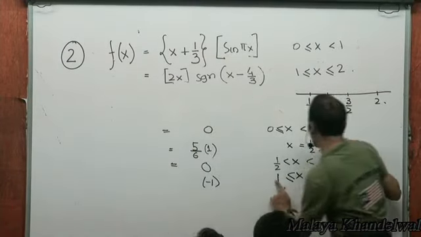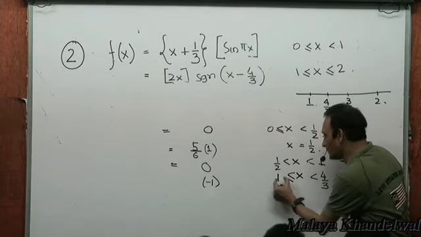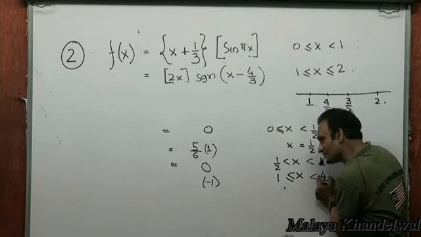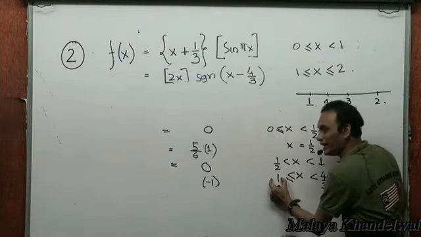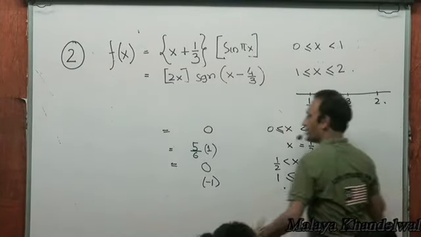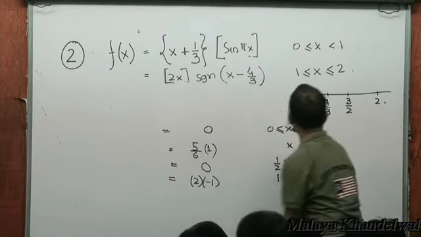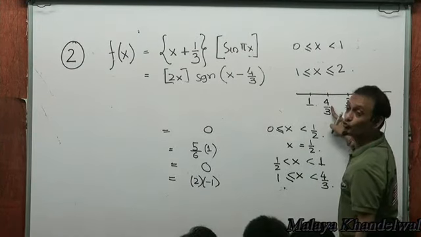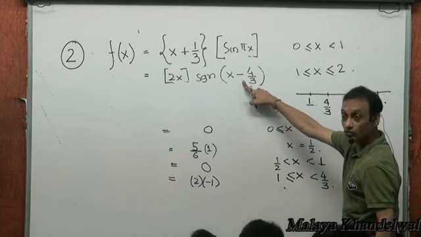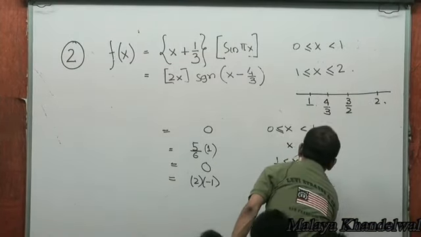And since x is greater than or equal to 1 but less than 4 by 3, 2x will be greater than or equal to 2 but less than 8 by 3, which is 2.67, right? So box of 2x will be 2 in this interval. Yes or no? So into 2. Then at x equal to 4 by 3, it will be 0, because signum of 0 will be 0. Right? At x equal to 4 by 3, it's going to be 0.